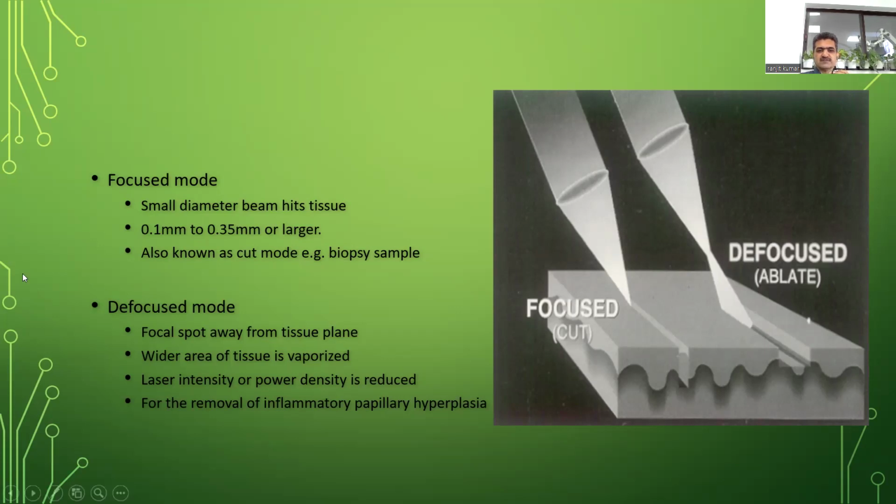The focal spot is away from the tissue plane. Wider area of tissue is vaporized. Laser intensity or power density is reduced.